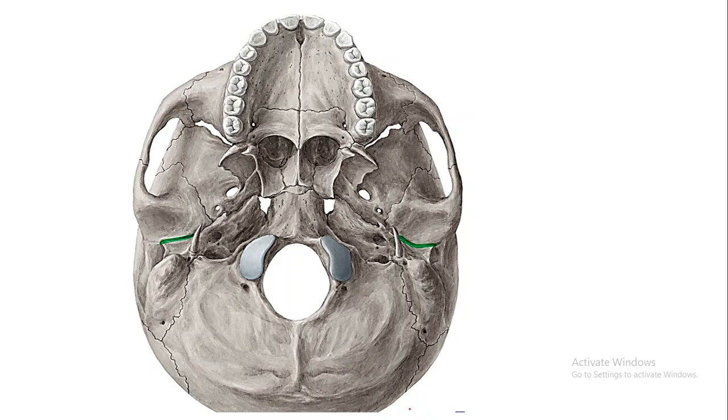After that, we will come to the foramen spinosum. This is a smaller foramen which is also present in the middle cranial fossa on the greater wing of sphenoid, along the posteromedial border of the greater wing of sphenoid. It is present posterolateral to the foramen ovale. So this is the foramen spinosum.